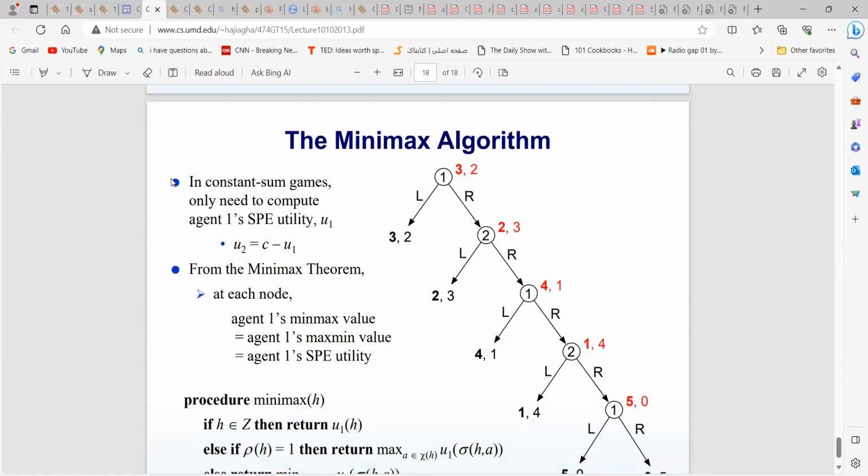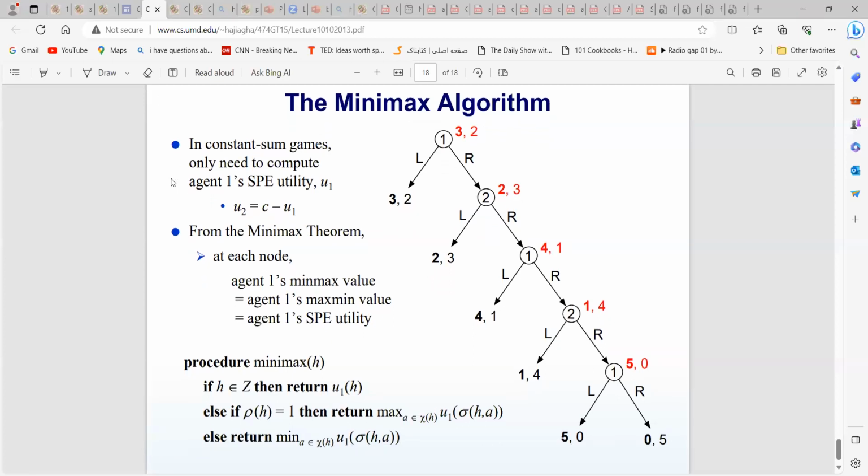So this is essentially the last slide. This exactly comes to the concept of minimax. According to the minmax theorem, at each node, agent one's minmax value would be equal to agent one's max min value, equal to agent one's SP utility. So if we have this kind of constant sum games, SP, minmax, and max min all essentially become the same concept. All of them would be pure. And that's exactly what you need to compute in games like chess, Reversi, and others.